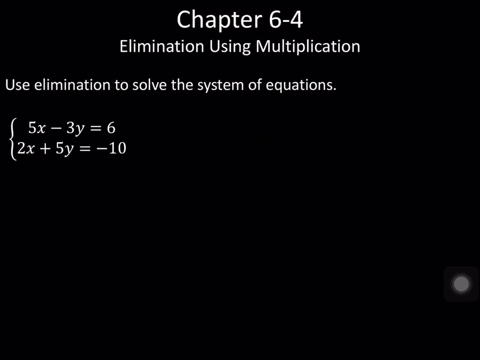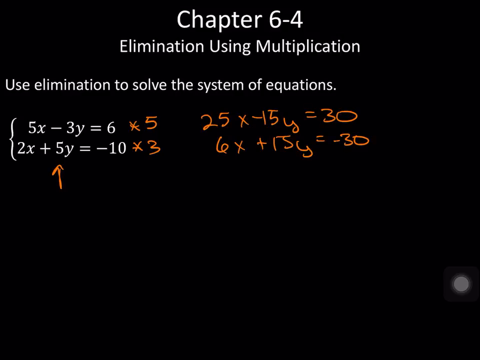All right. So x is lined up, y is lined up, equal, constant, all that looks good. Neither one of these variables looks any easier than the other one to get rid of. I do notice that my y's are already opposite signs. So if I multiply the top one times 5 and the bottom one times 3, the y's are going to match up. They're going to have opposite signs for the same number. 25x minus 15y equals 30, and 6x plus 15y equals -30. Okay, and we're going to add these two equations together.